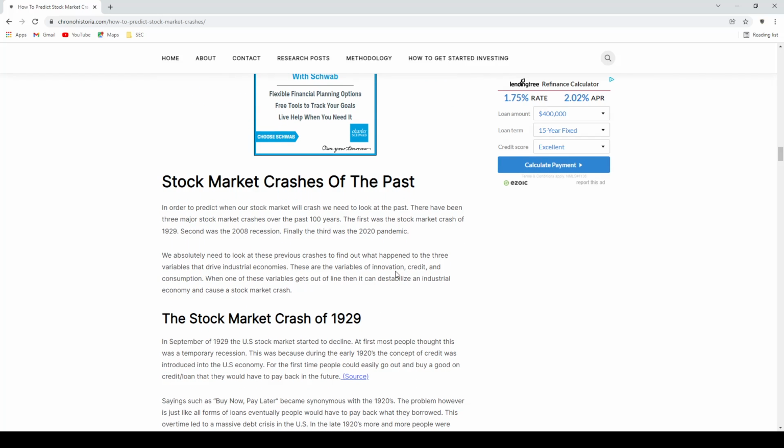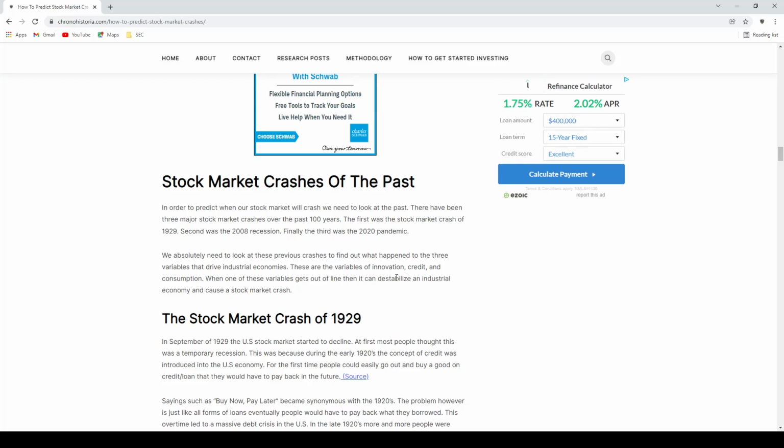So we're gonna look at stock market crashes of the past and explain how these three variables impacted them. There's really only three major stock market crashes over the past 100 years. Obviously, the first one was the events of 1929 that led to the Great Depression. The next was the 2008 recession, and finally, third, we're living through the midst of it, the 2020 pandemic.